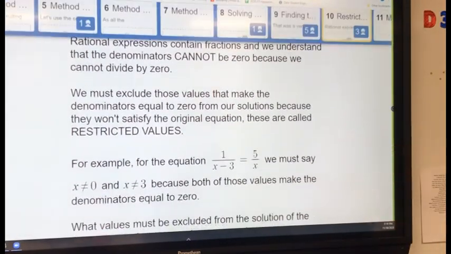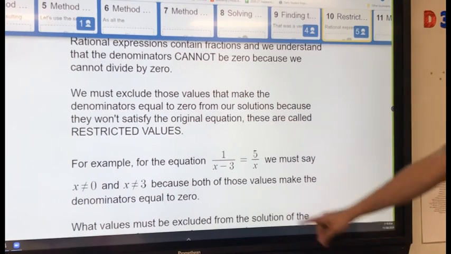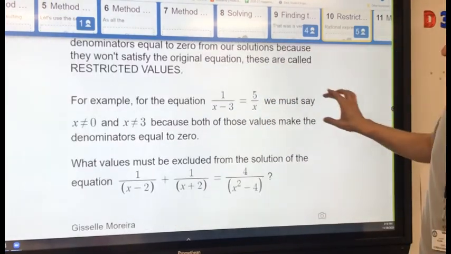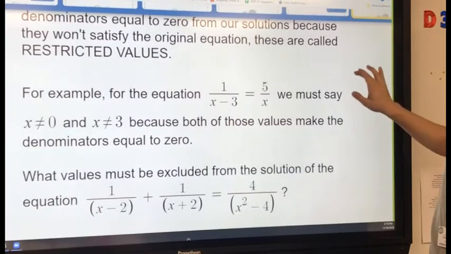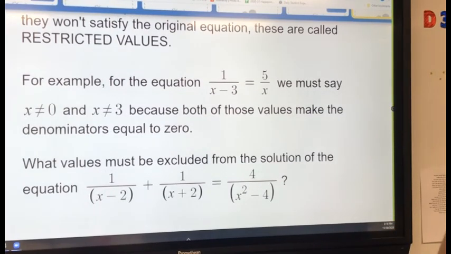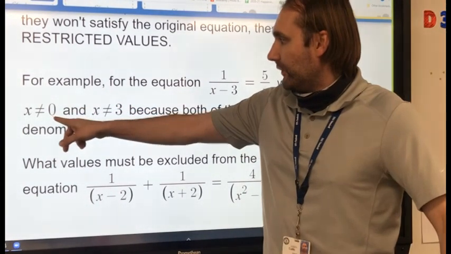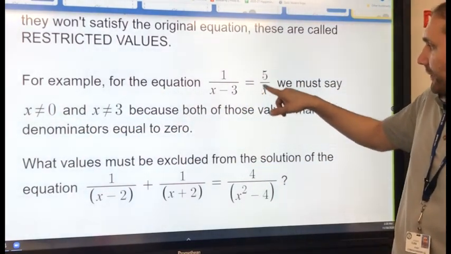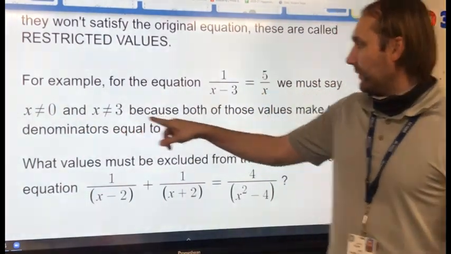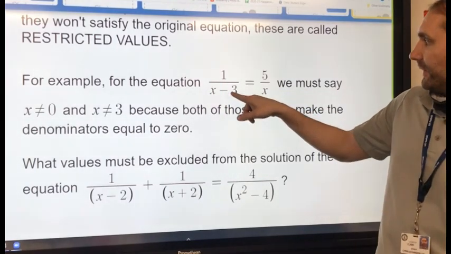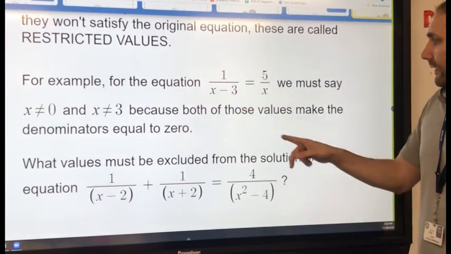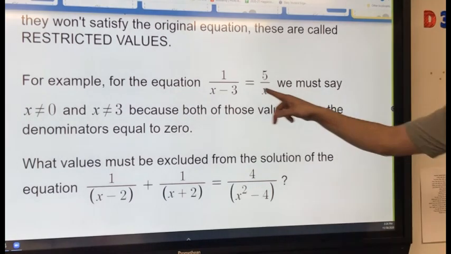Now slide 10, restricted values. Rational expressions contain fractions, and we understand that the denominators cannot be 0 because we cannot divide by 0. We must exclude those values that make the denominators equal to 0 for our solutions because they won't satisfy the original equation. These are called restricted values. For example, for the equation 1 over x minus 3 equals 5 over x, we must throw away x equals 0 because I cannot have a 0 in this denominator, and x equals 3. I cannot have a 3 here because 3 minus 3 is 0. That's a no. It'll make both of those values in the denominator 0.